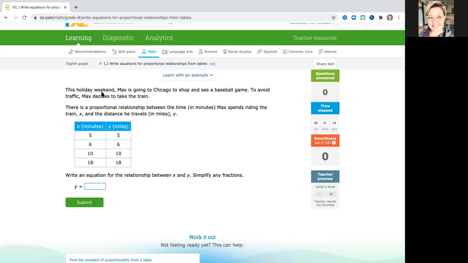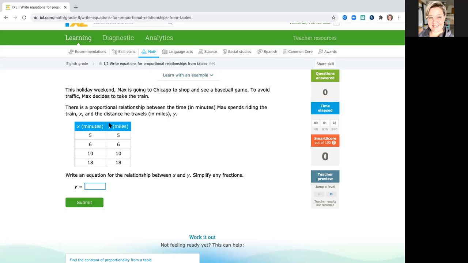So for example, this holiday weekend, Max is going to Chicago to shop and see a baseball game. To avoid traffic, Max decides to take the train. There is a proportional relationship between the time in minutes Max spends riding the train, x, and the distance he travels in miles, which is y, so this column.